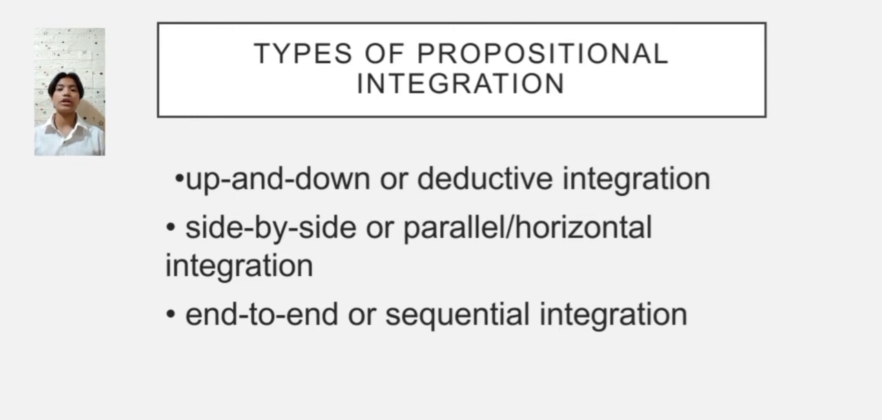Up and down integration, also referred to as deductive integration, could be considered the classic form of theoretical integration. There are two types of up and down integration. In one type, propositions that are integrated in an up and down manner use the premise of one theory to derive the propositions of the constituent theories. In particular, if theory A contains more abstract or more general propositions from which theory B can be specified, then it is possible to integrate theory B with theory A, resulting in a single theory.